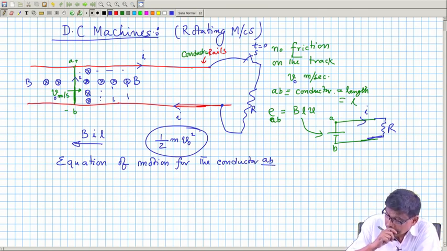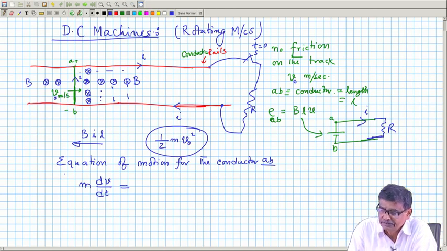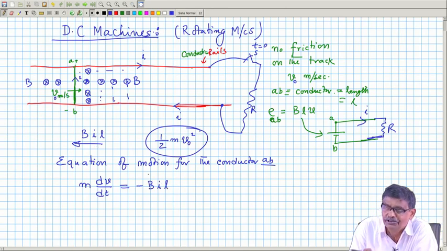What will be the equation of motion? Suppose m is the mass. So, m dv/dt, its velocity is always from left to right, must be equal to the force acting from left to right. From left to right, what is the force acting? When the switch has been closed, it is minus BIL. BIL is acting in the opposite direction. This is the equation. So, it is a first order differential equation.